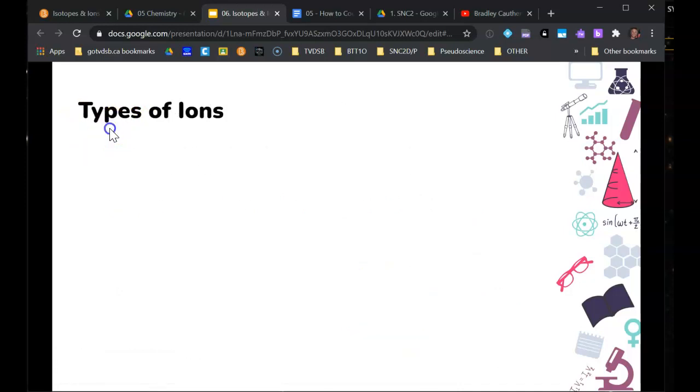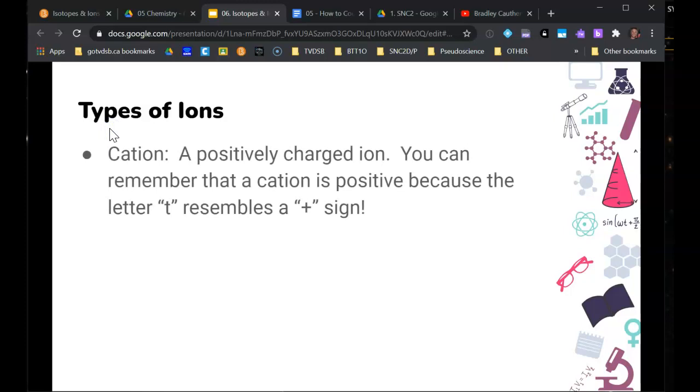All right, now, 2 different types of ions, 2 different names. The first is what are called cations. That's just simply a positively charged ion. A couple of ways you can remember it. You can remember that a cation is positive because the letter T in cation resembles a plus sign, or you can just remember that cats are positive. That's usually how I remember it. If you like cats, then you'll remember that cats are positive. If you don't like cats, well, just remember that when it comes to chemistry, that idea is wrong.